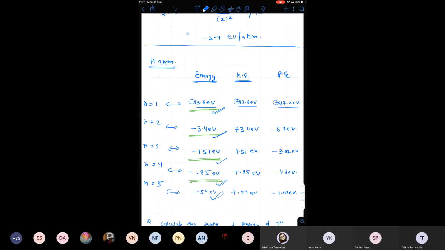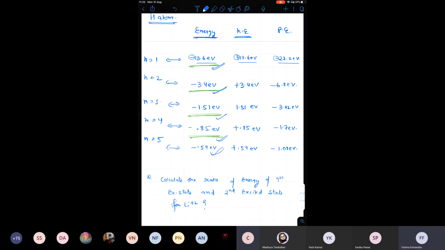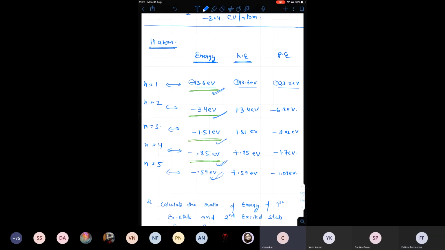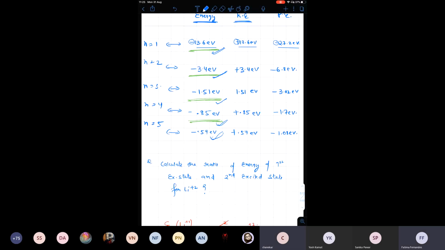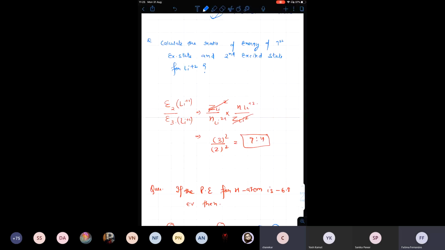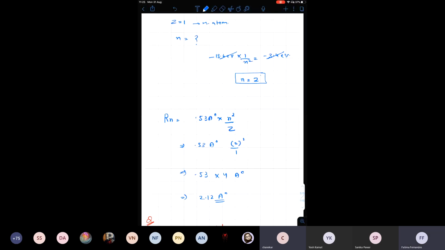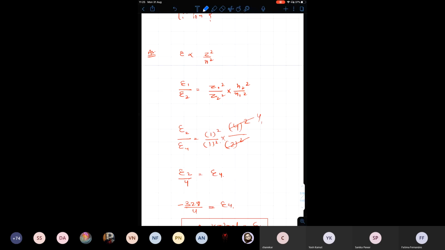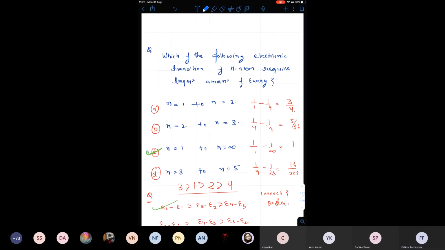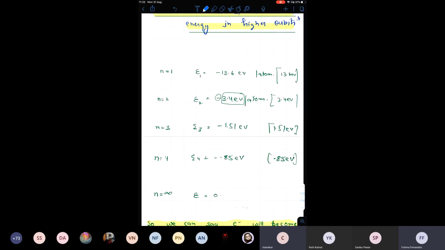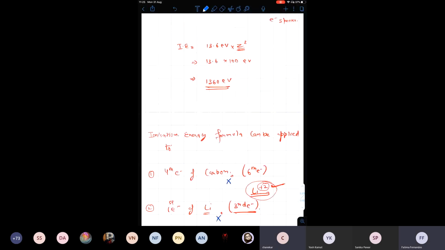Okay, sir. Thank you, sir. Well, all of you understood this? Sir, what is the definition of single electron species? Definition means what? Single electron species is any element which has only one electron. Not only in the outermost shell, but overall. There is only one electron in the whole atom.